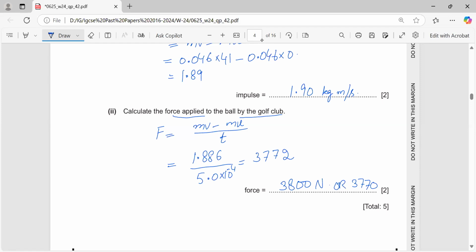Please, my dear friends, you can also solve it this way. F is equal to ma. Take the mass as common, then a is v minus u over t. Still the same answer will be there as we have discussed now.